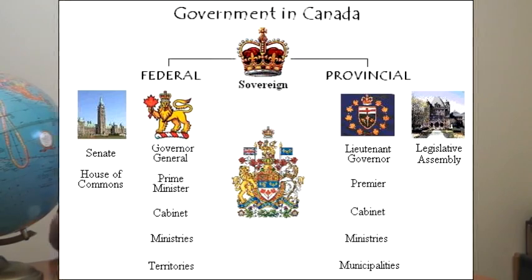Eventually, Canada would gain its independence in 1931, but Britain actually still had final say over changes to the Constitution. So it wasn't until 1982 that Canada became truly independent, because then the British weren't allowed anymore to change their constitution. Today, Canada is a constitutional monarchy. Their government is a constitutional monarchy.